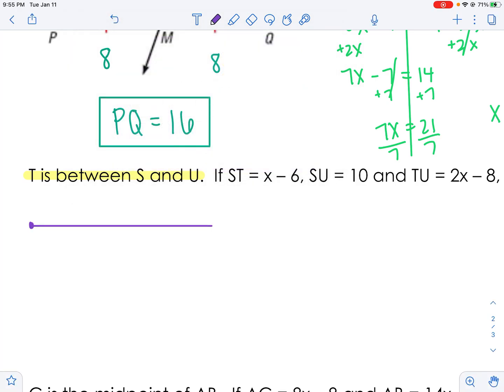And if T is between S and U, think about it. What should go on the ends? If you said S and U, you're correct. I'm going to put T between. It doesn't matter. In this case, I'm going to put it farther to the right side.